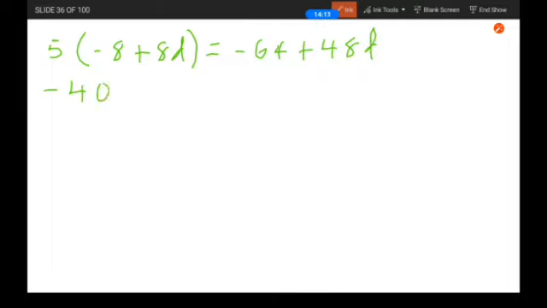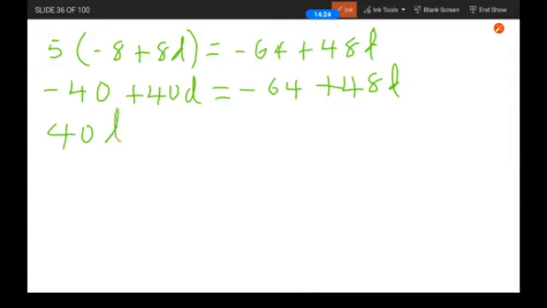Minus 40 plus 40D, right? Equals minus 64. Remember that we are looking for the common difference, and that is D. Collect like terms. So we have 40D minus 48D equals minus 64 plus 40.